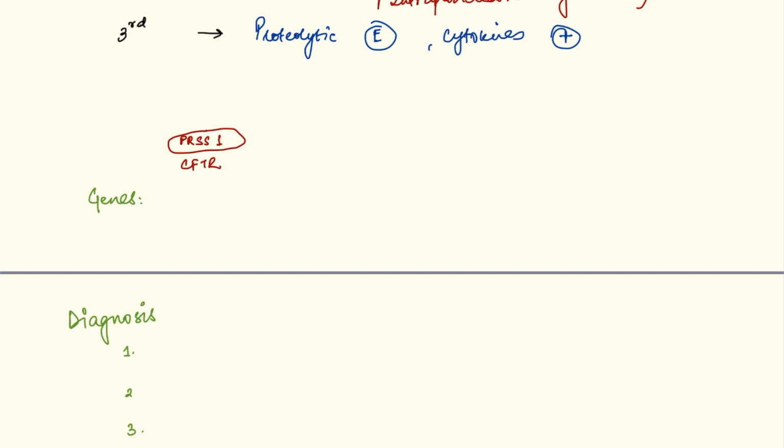Then you have the cystic fibrosis transmembrane conductance regulator gene. Then you have the pancreatic secretory trypsin inhibitor gene. Then you have the chymotrypsin C gene. After that, you have the calcium sensing receptor gene. Then you have the claudin 2 gene. Among which one is very important is the PRSS1 gene.